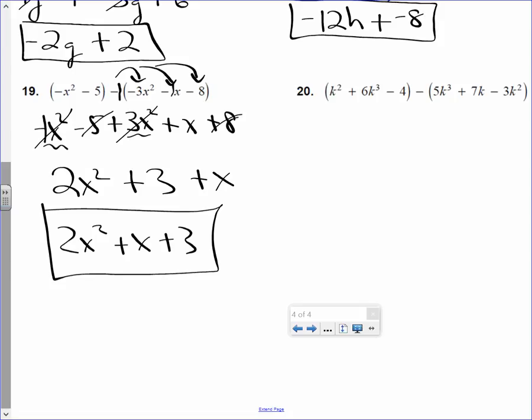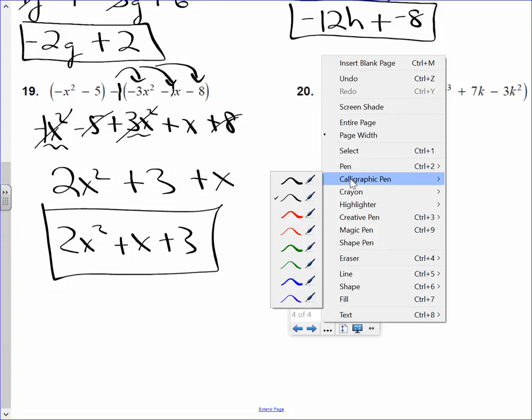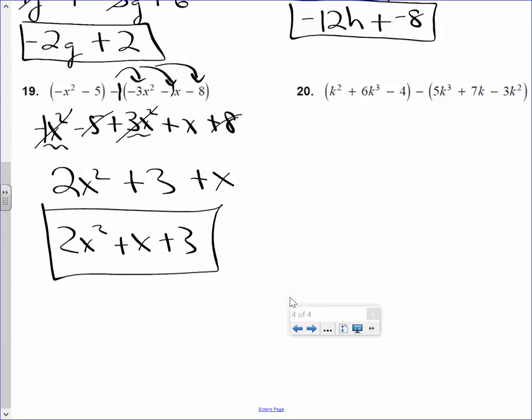I'm going to do number 20 in dotted blue, and I'm going to go fast now. Negative 1 here, distribute here, distribute there. The negative 1 since we're subtracting. Negative 1 times 5 is a negative 5k to the third. Negative 1 times 7 is a negative 7k. A negative 1 times a negative 3 is a positive 3k squared. Let me bring down the first trinomial.